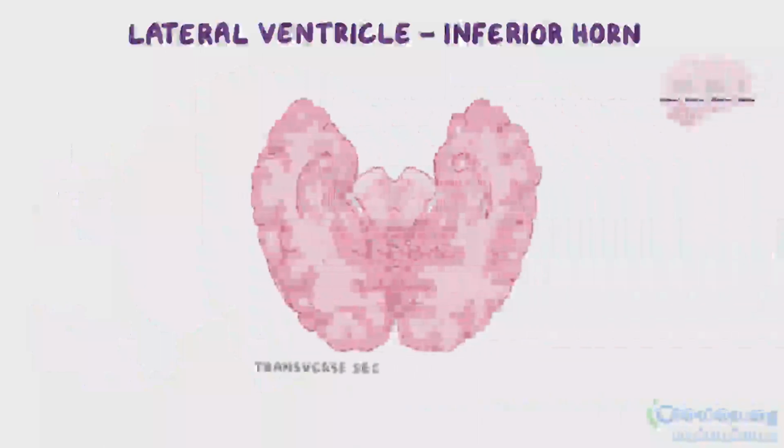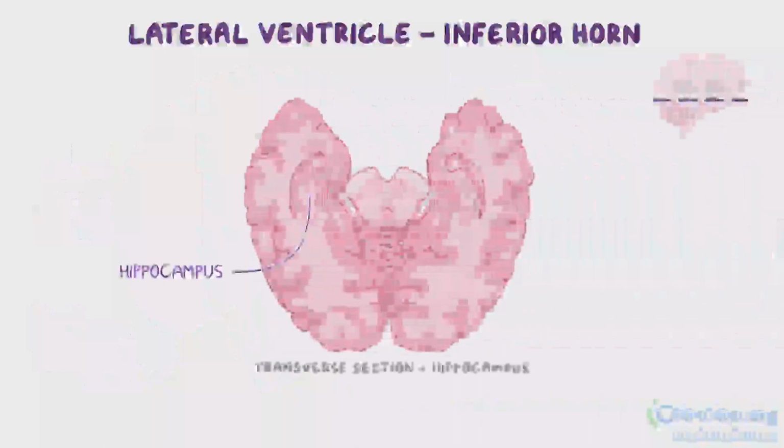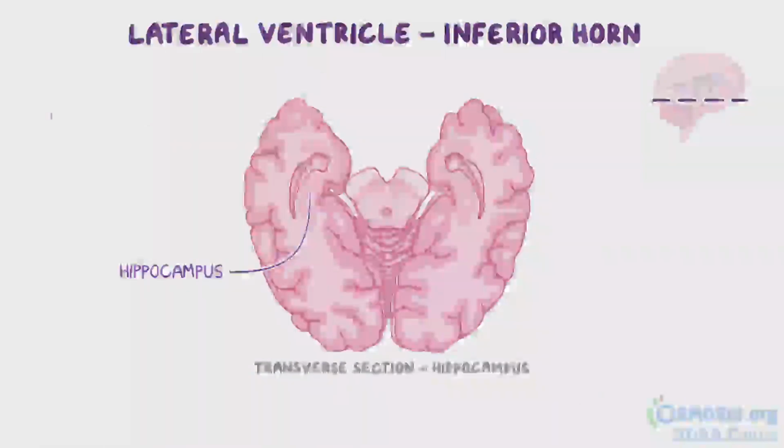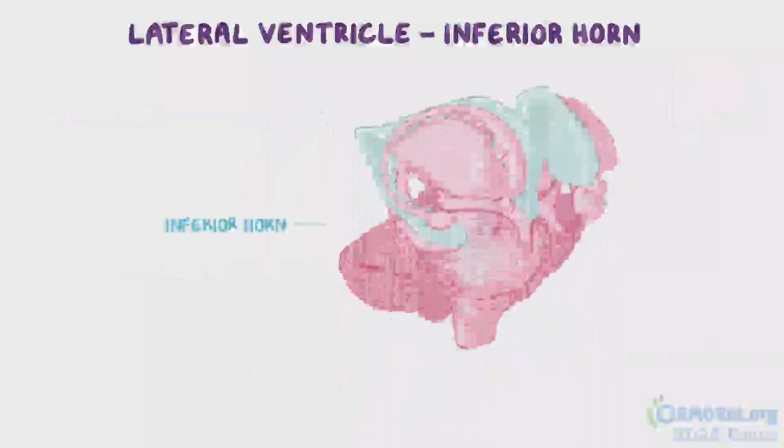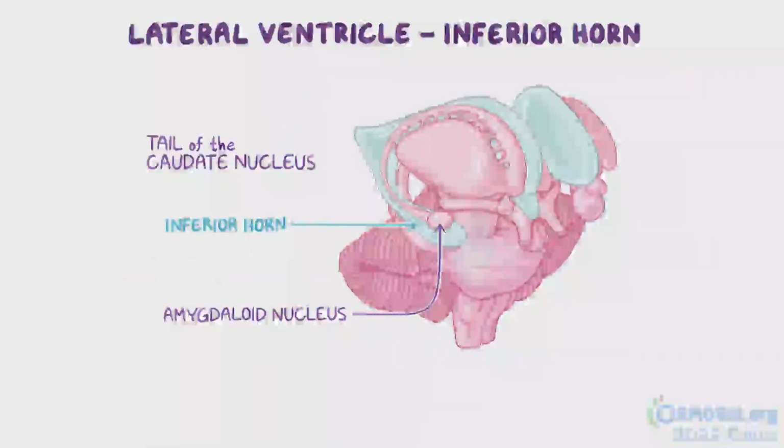On a transverse section, the hippocampus extends along the medial part of the floor of the inferior horn. Rostrally, it expands and becomes a bit wrinkly, forming the pes of the hippocampus. Looking at a three-quarter view, we can see that the inferior horn is bordered rostrally by the amygdaloid nucleus. Also, the tail of the caudate nucleus on the roof extends all the way to the amygdala as well.